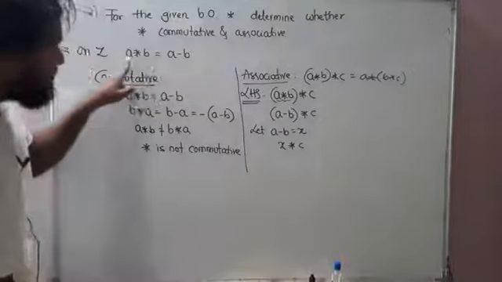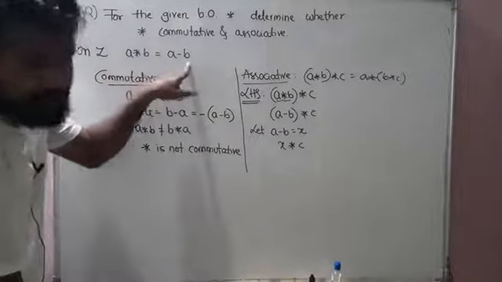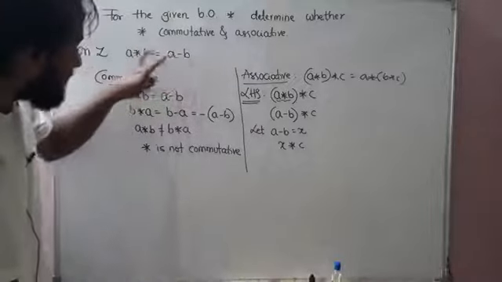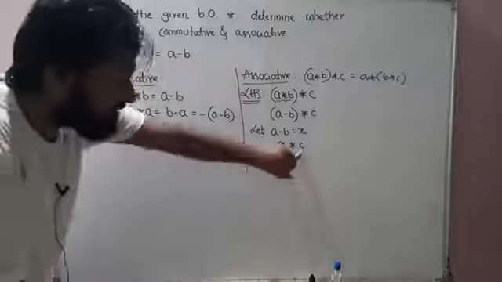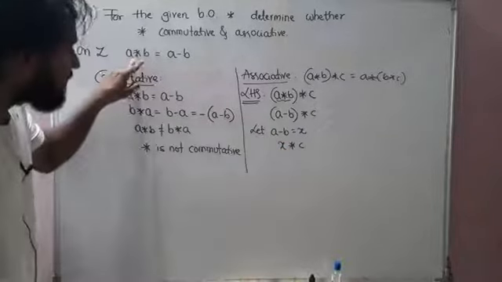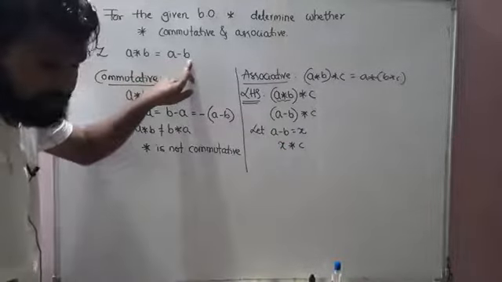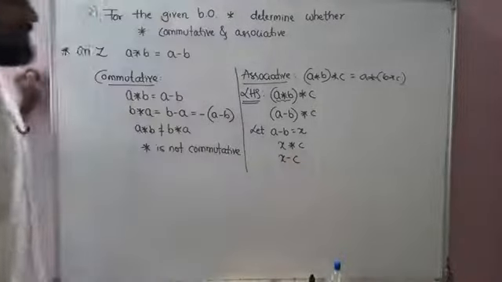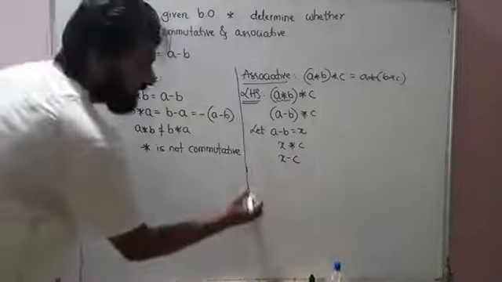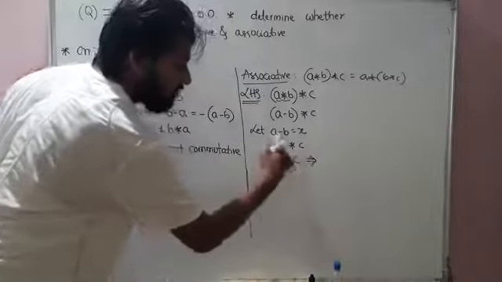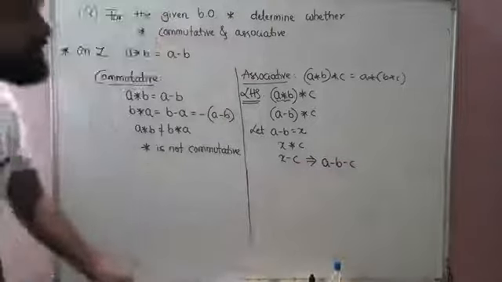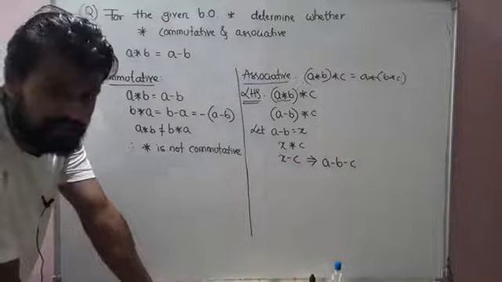Now we have to go back to the question. In the question they say a star b is equal to a minus b. Instead of a and b, now I have x and c. So what will happen? I just need to write x minus c. Yes or no? Very good. So I'll write x minus c. So now if I replace x with what I have, I'll be getting a minus b, and minus c. This is my LHS.